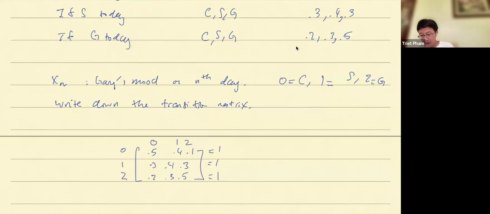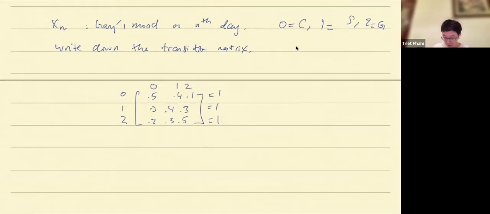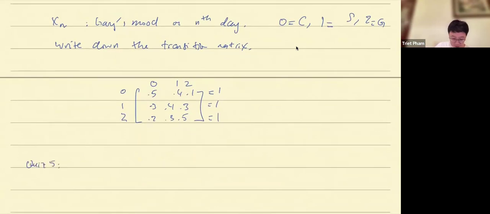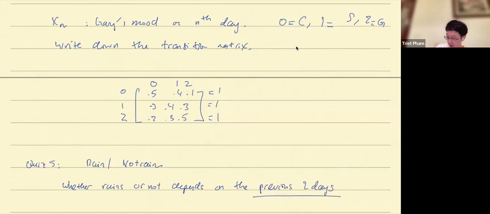All right, so that's just a simple example, nothing there. Let's look at a more complex one. Quiz 5. You have sort of the rain, not rain scenario. Basically, suppose that you want to track whether it rains or doesn't rain. And here's a statement: whether it rains or not today depends on the previous 2 days. Okay, emphasis on the previous 2 days.